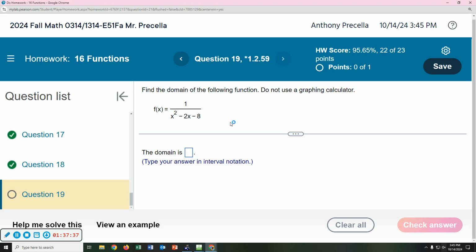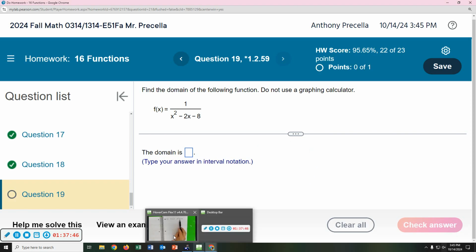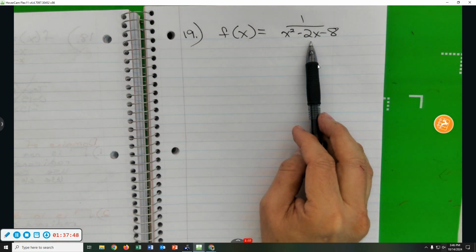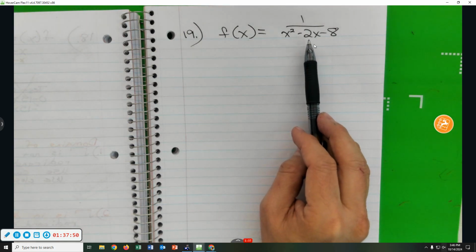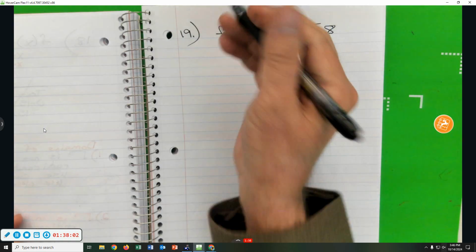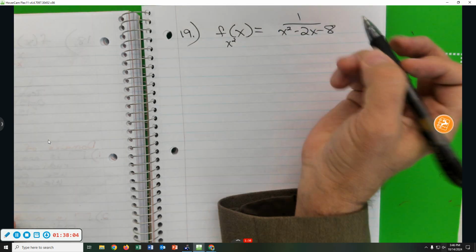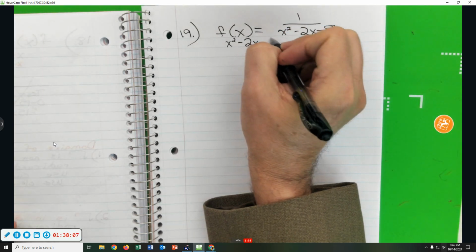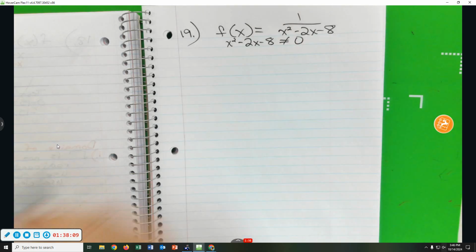Well, if you want to use a graphing calculator and you know how to do it, do it. But what I do first is ask myself, will this produce imaginary numbers, square roots of negatives? And the answer is no, because there's no radical. Will it produce undefined results, denominators of 0? And that answer is yes. We don't want that denominator to equal 0. So x squared minus 2x minus 8 cannot equal 0.